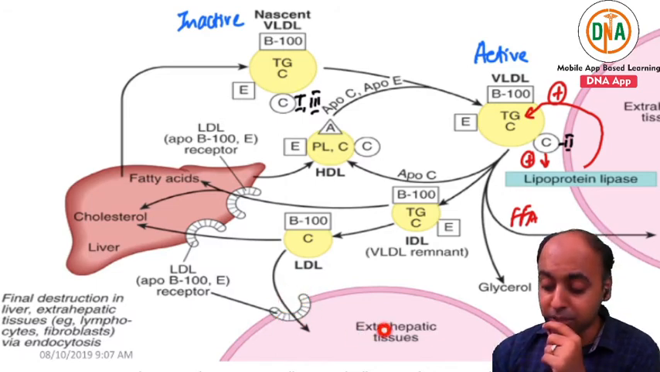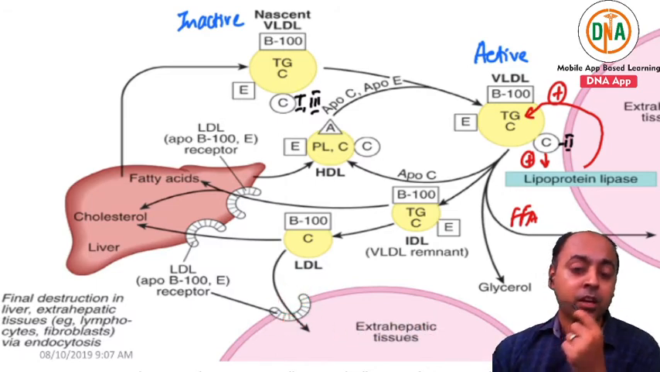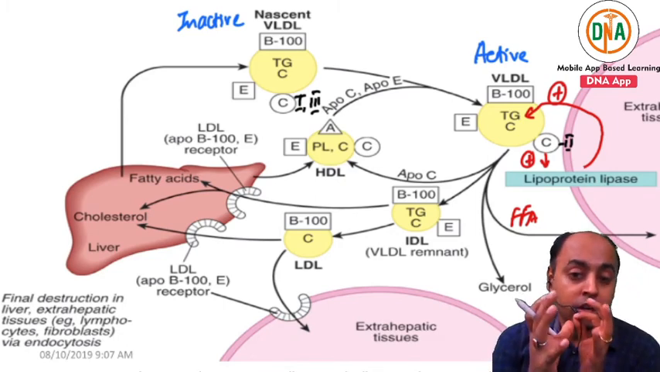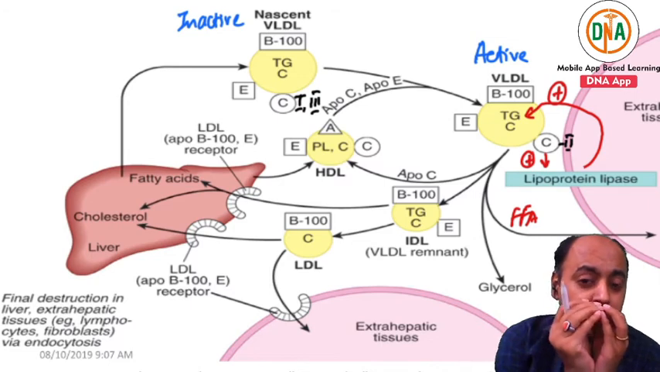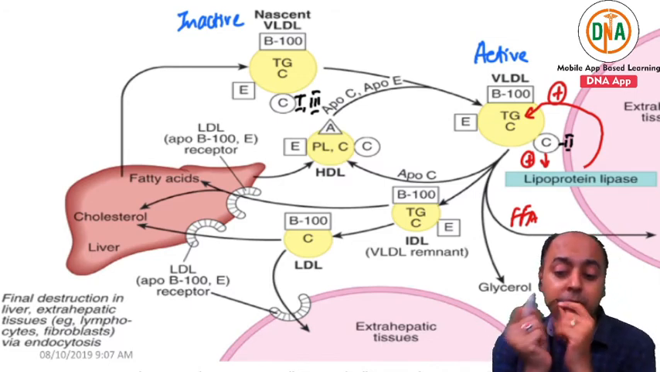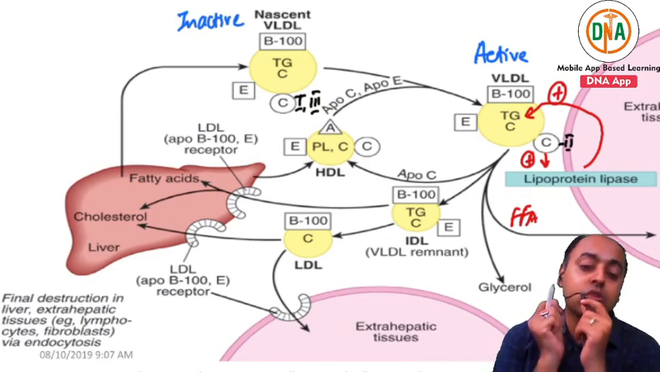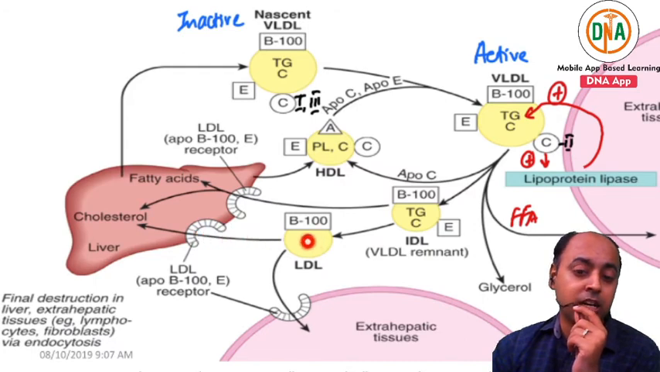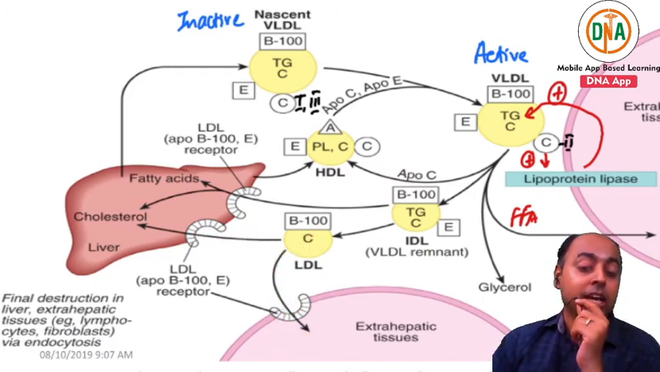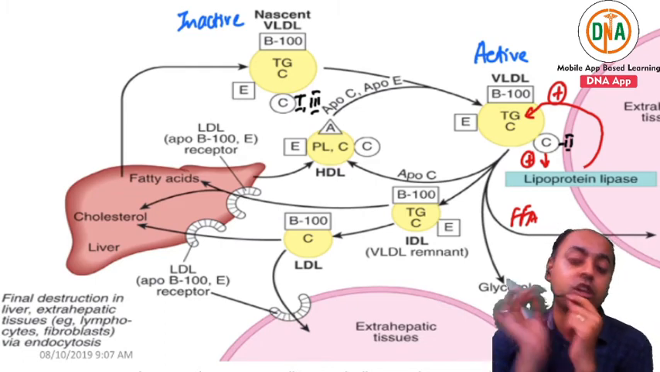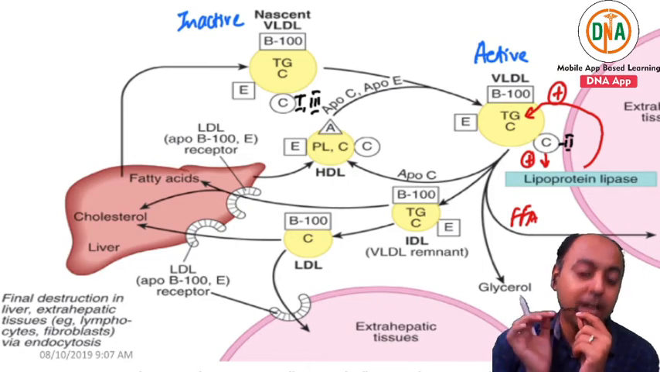Remember I told you extrahepatic tissue contains the LDL receptor, but it cannot take up the chylomicron remnant because the remnant is quite large. But this LDL is very small. It has released all the triacylglycerol content, so it can be taken up by the extrahepatic tissue in addition to the liver. Obviously the liver can still take up the LDL, but the majority of it is taken up by the extrahepatic tissue. In this way, LDL is responsible for the delivery of cholesterol to the extrahepatic tissue.